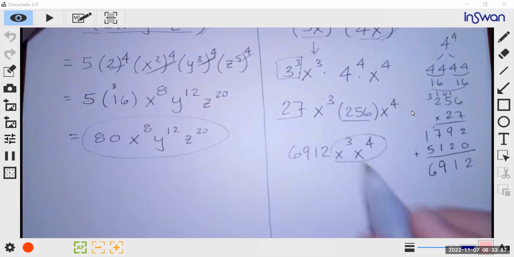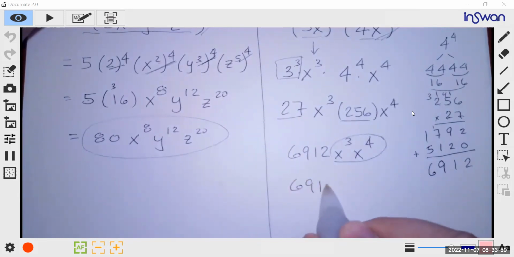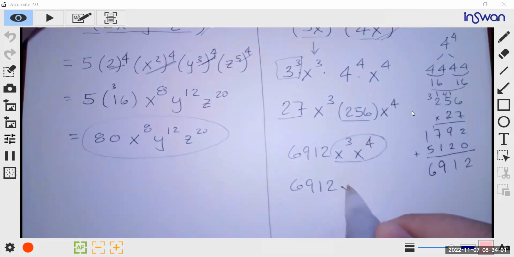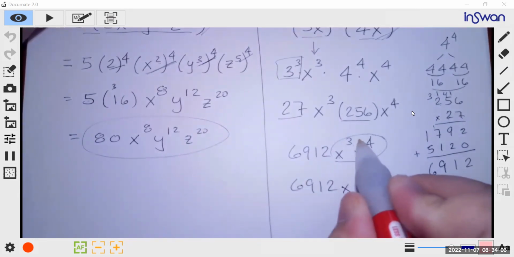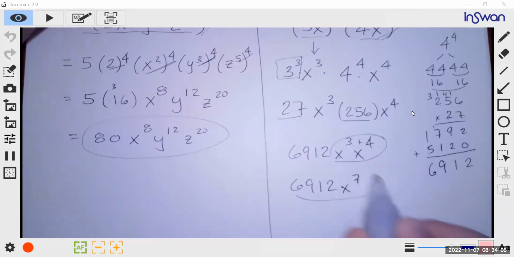Combine like terms, the x's. Since we have the same bases, what do you do with the exponents? Add the exponents. 3 plus 4 is 7. And there's your final answer.